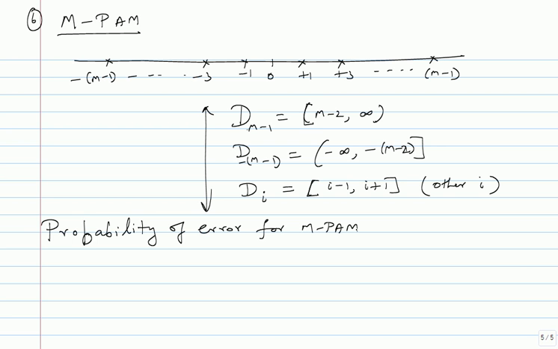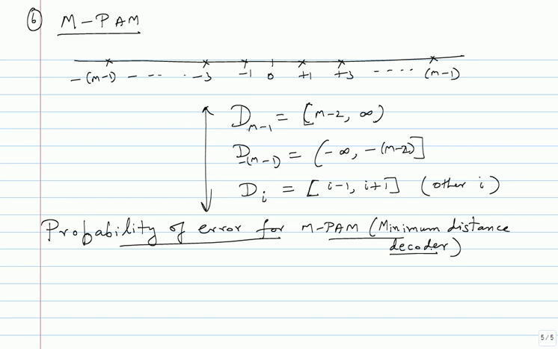MPAM under a minimum distance decoder. Remember, I have to always specify what decoder I'm doing, right? Otherwise, it makes no sense in defining anything. So I'm going to look at probability of error for MPAM under a minimum distance decoder. You can argue when it will be optimal and all that, and that's okay for us. So this is the minimum distance decoder that we're going to use.